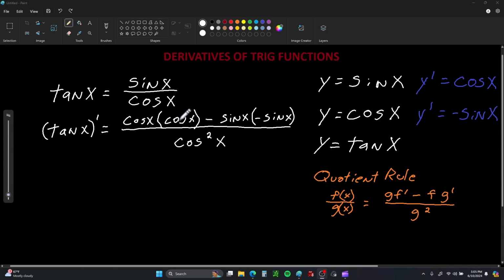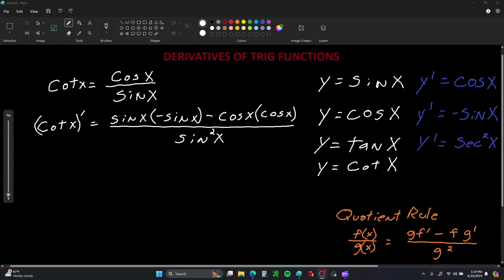So I have cosine x times cosine x minus, and then I have f of x, which is sine x, and then I have g prime of x, which is the derivative of cosine. We have that here, minus sine x. And that whole thing is over cosine squared x. Recalling from high school trigonometry, we know that cosine squared x plus sine squared x equals 1. And we also understand that 1 over cosine squared is the same as secant squared x. So for y equals tangent x, y prime equals secant squared x.